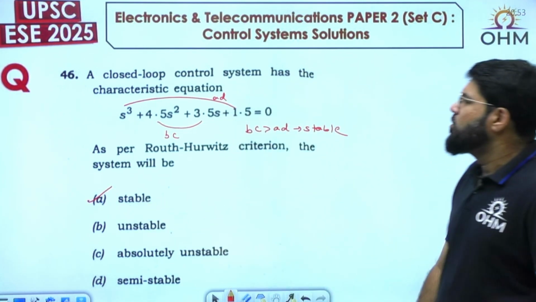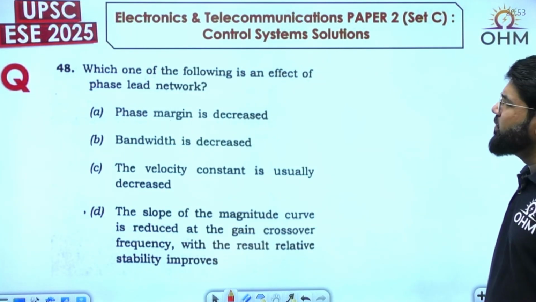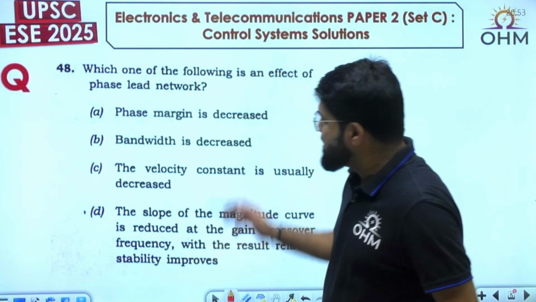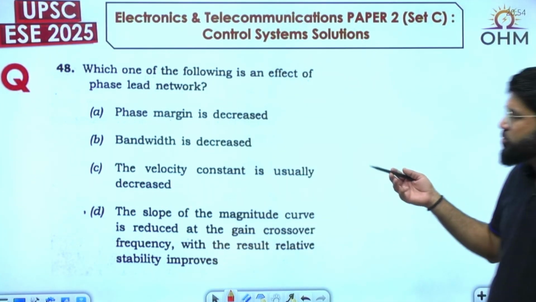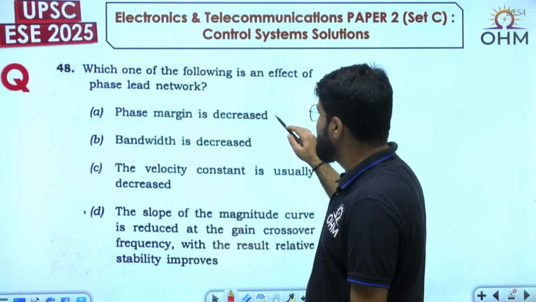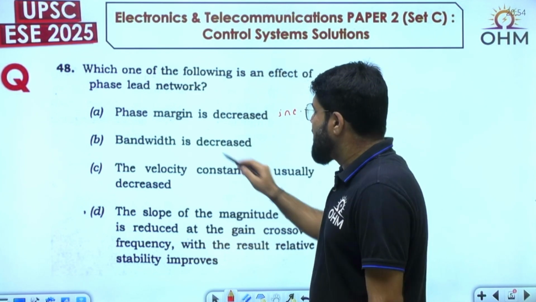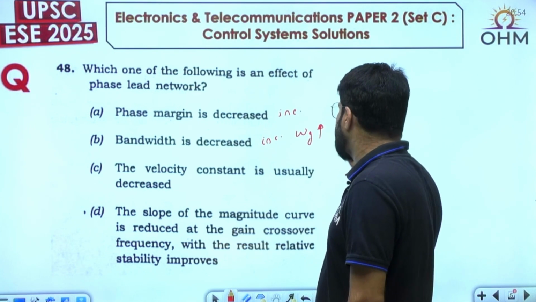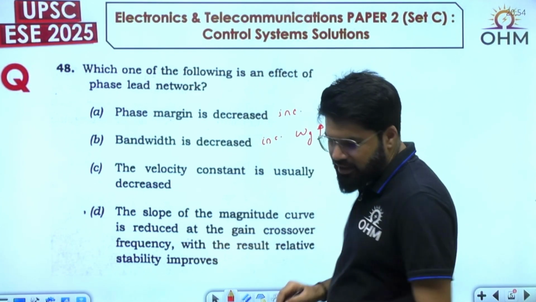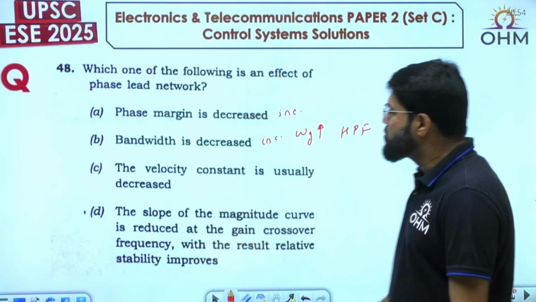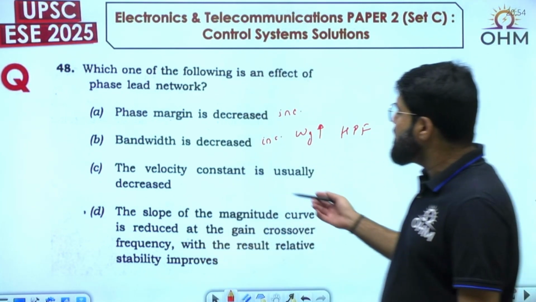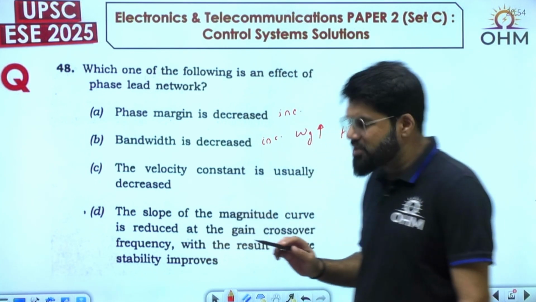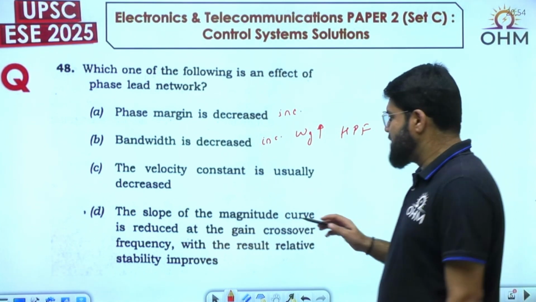Option number A. Next one is which of the following is an effect of phase lead network? Phase margin is decreased? No, phase lead in fact will increase the phase of the system, eventually increasing the phase margin, so this is wrong. Bandwidth is also increased, it shifts the omega g to a higher point, as it acts as a high pass filter. Velocity error constant is usually decreased? Again, no, it is usually increased.